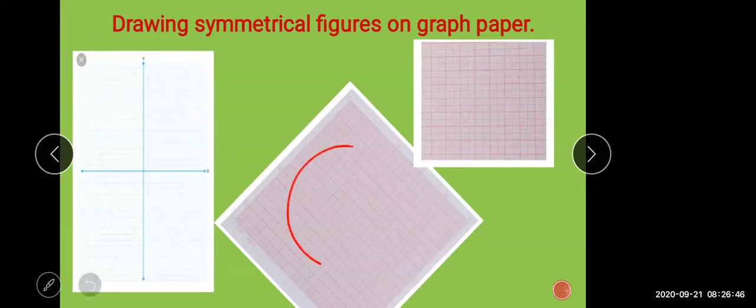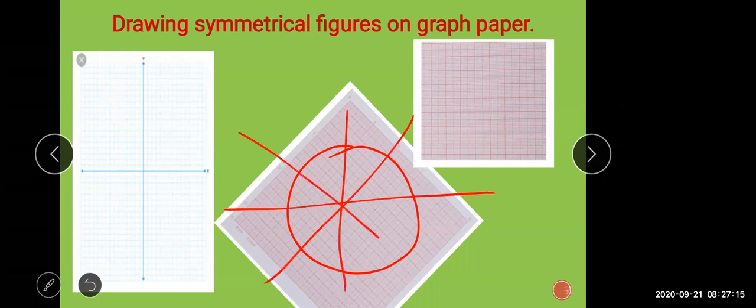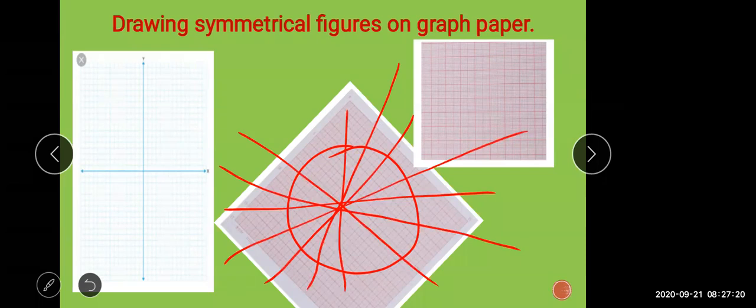Tell me, how many axes are there in the zero? It's a simple question. Can we draw more than 4 axes? Yes, we can draw uncountable axes in the zero or circle like this. Uncountable means we cannot count how many axes we have to draw in the circle or zero.